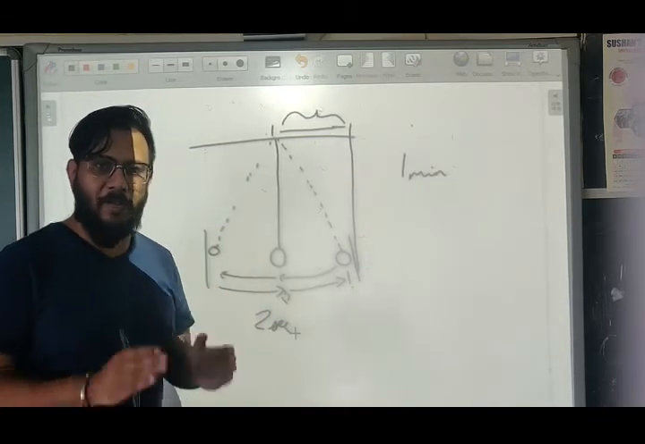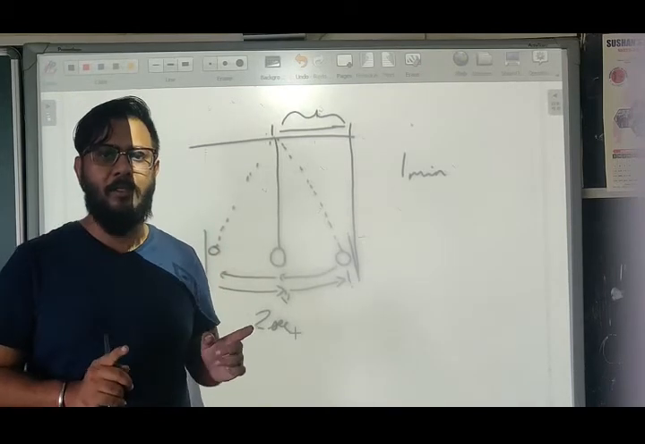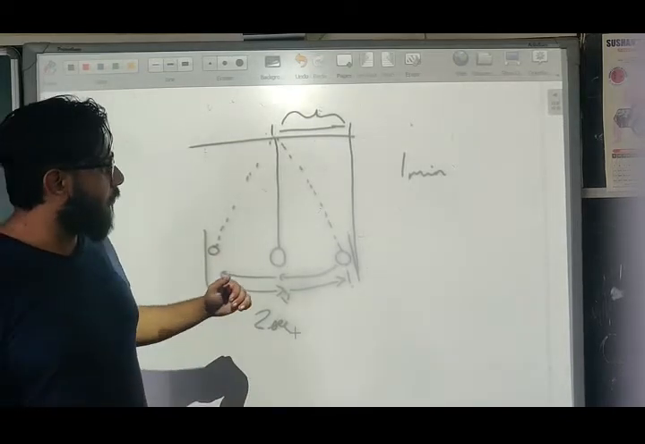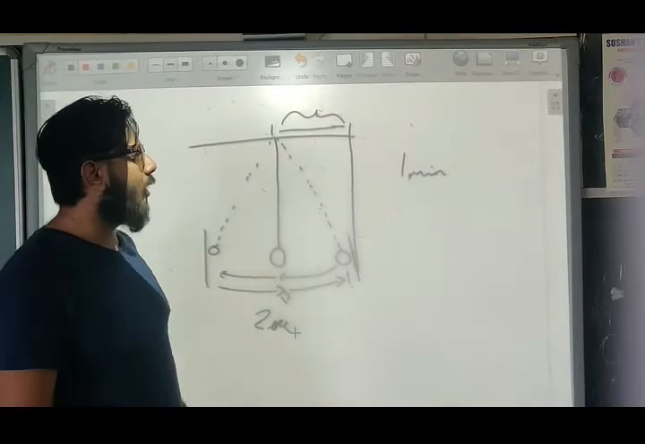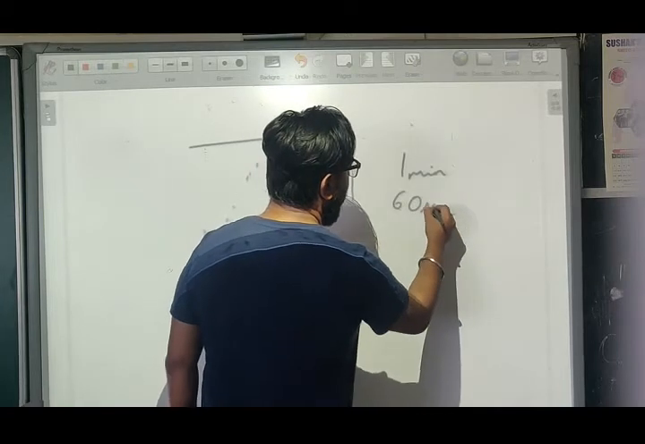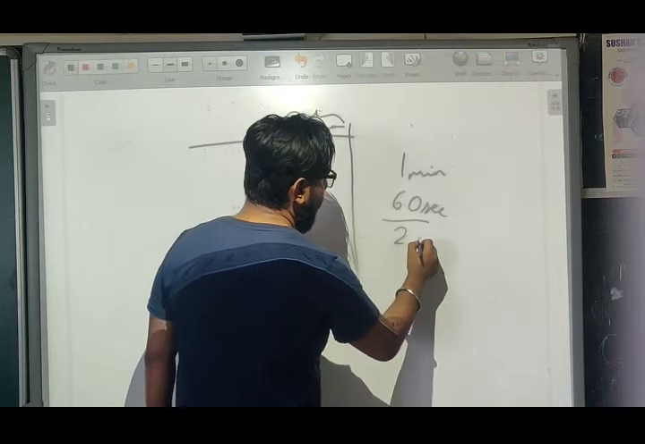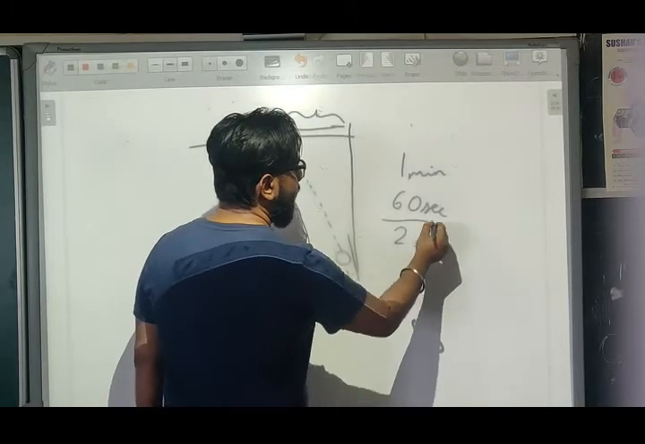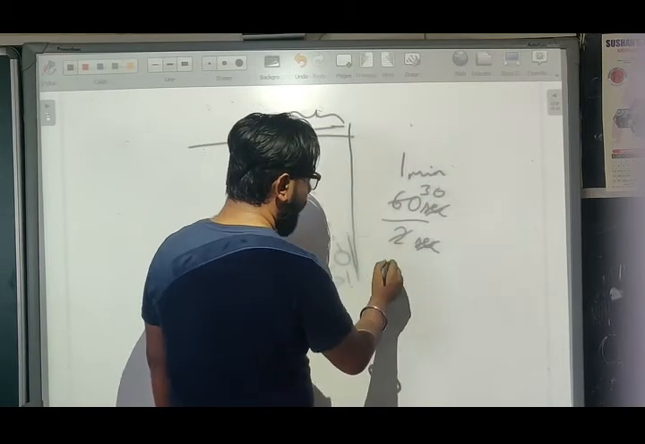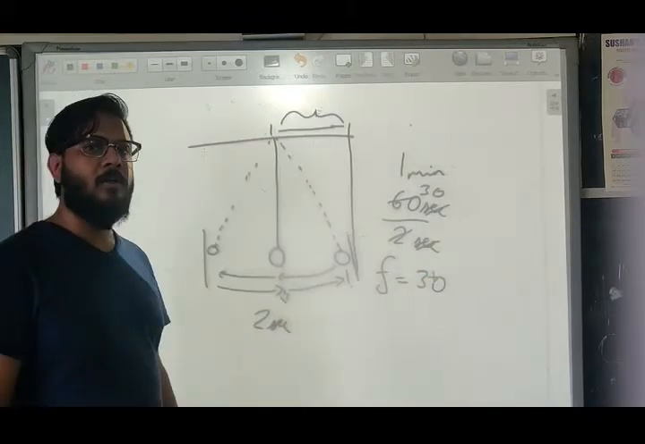The number of oscillations made in a given time duration is the frequency. In this case, in 1 minute it is going to be 30 oscillations. How? 1 minute is 60 seconds, right? So you divide it by 2 seconds. Second and second get cancelled. So 30. So the frequency will be 30.